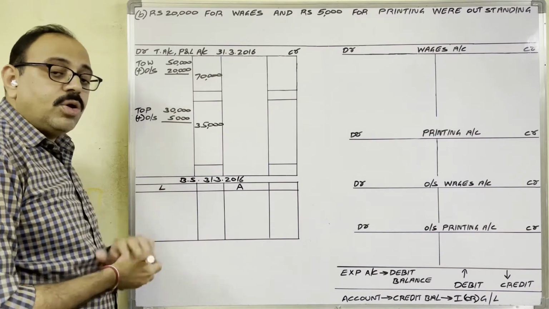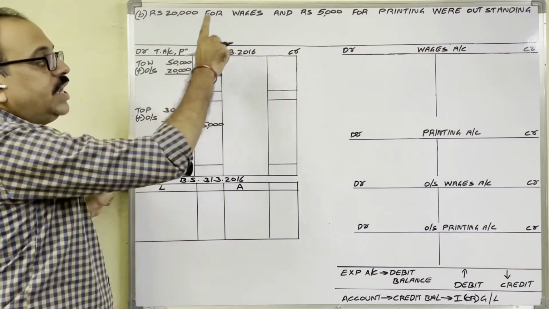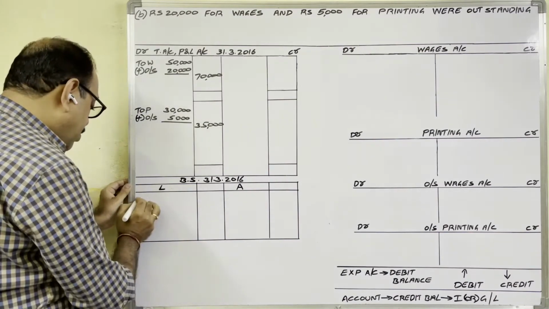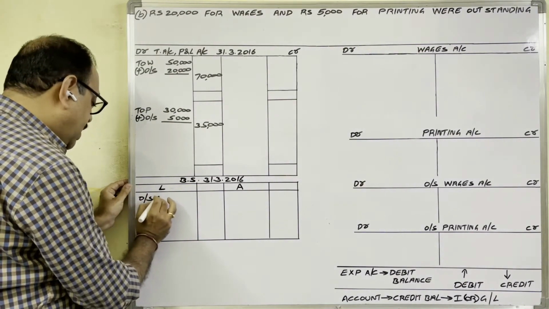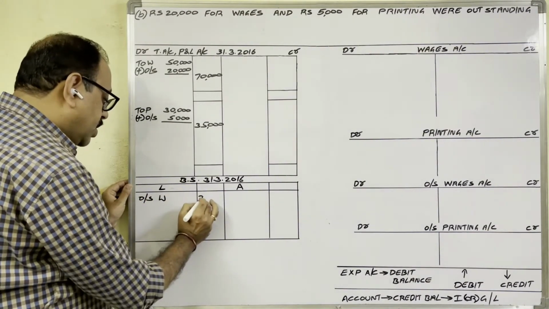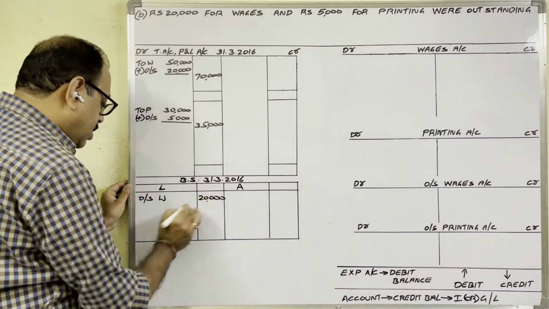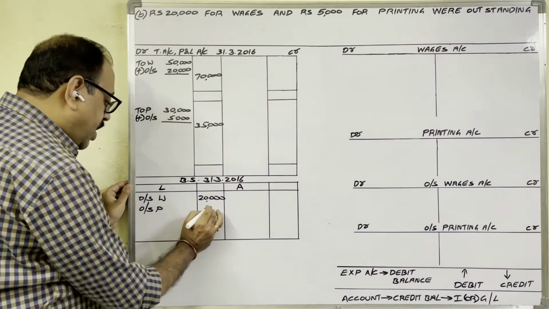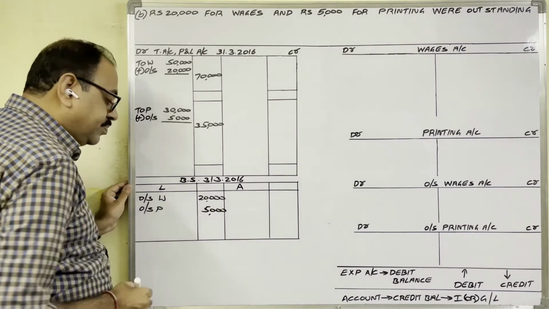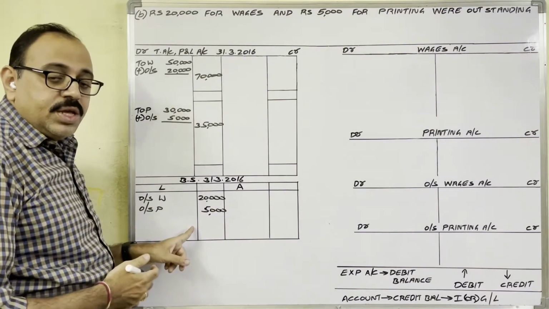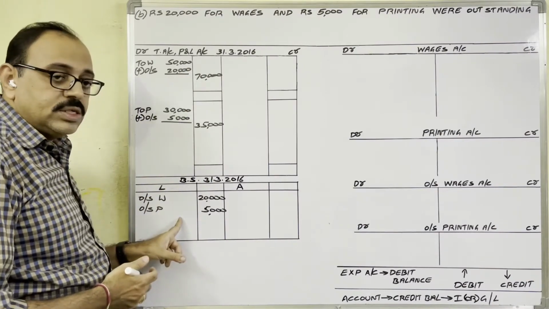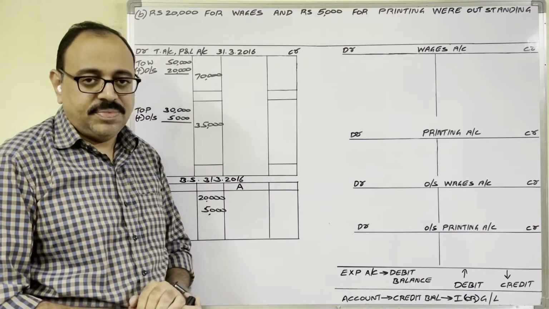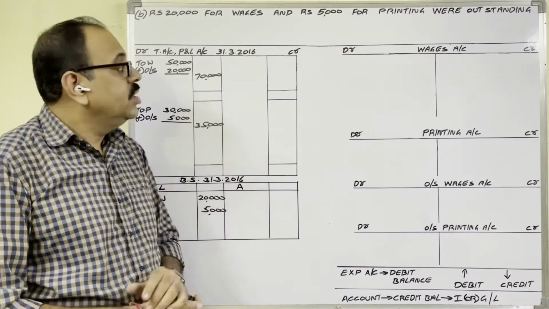And in the balance sheet, how to show this? Outstanding wages we have to pay, so it is a liability, no? On the liability side we should show outstanding wages 20,000 rupees and outstanding printing 5,000 rupees. This is the accounting treatment. If you want to show it like this, what should be the adjustment entry? That is what he is asking. For that, remember one rule.